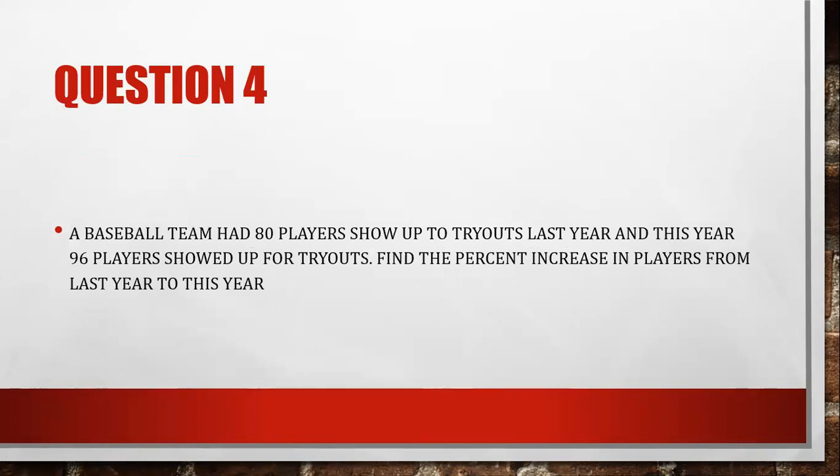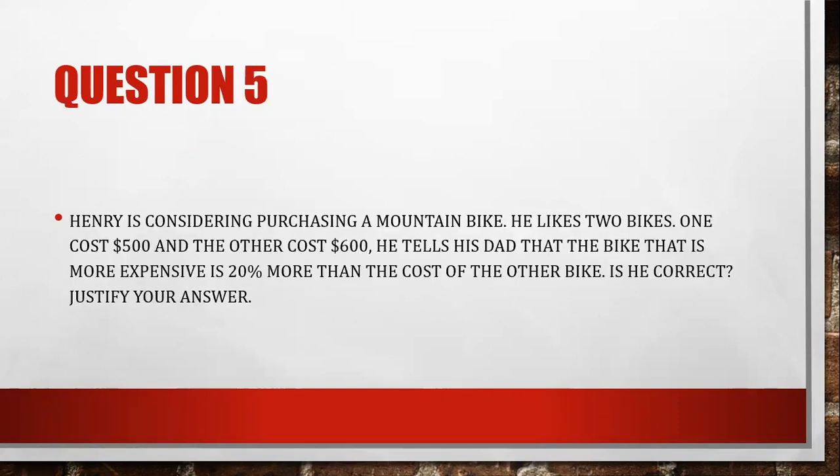Question number 4. A baseball team had 80 players show up to tryouts last year, and this year 96 players showed up for tryouts. Find the percent increase in players from last year to this year. Question number 5. Henry is considering purchasing a mountain bike. He likes 2 bikes. One bike costs $500 and the other costs $600. He tells his dad that the bike that is more expensive is 20% more than the cost of the other bike. Is Henry correct? Justify your answer.